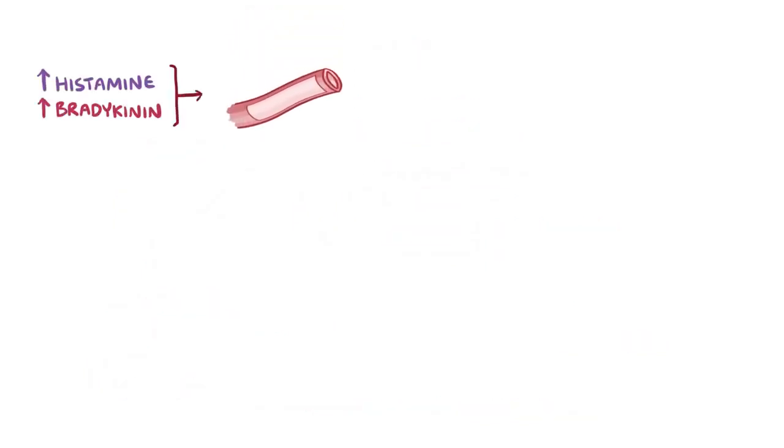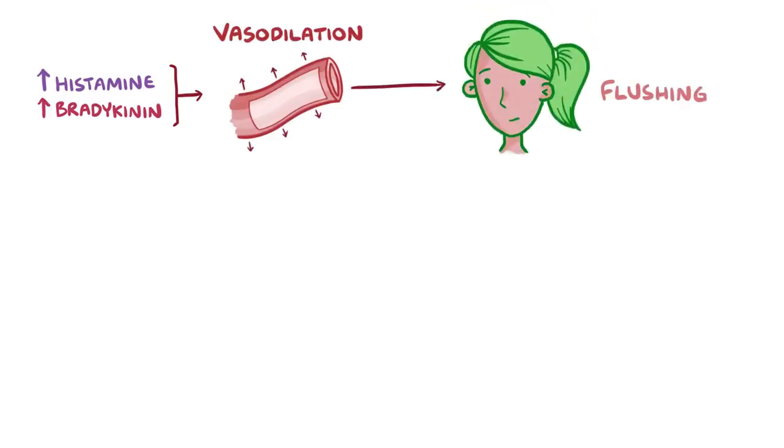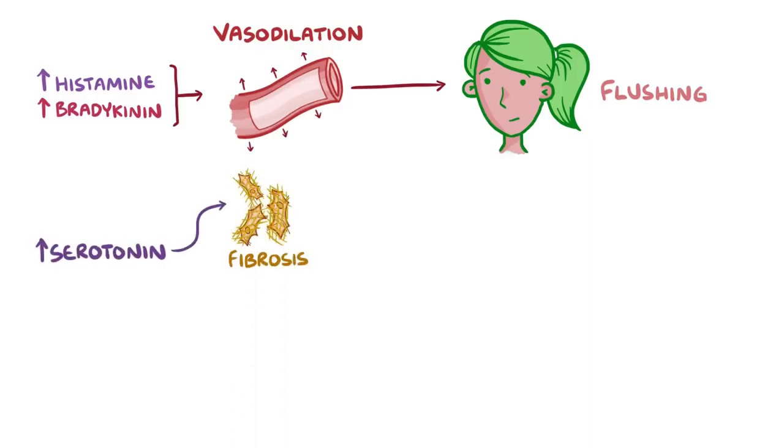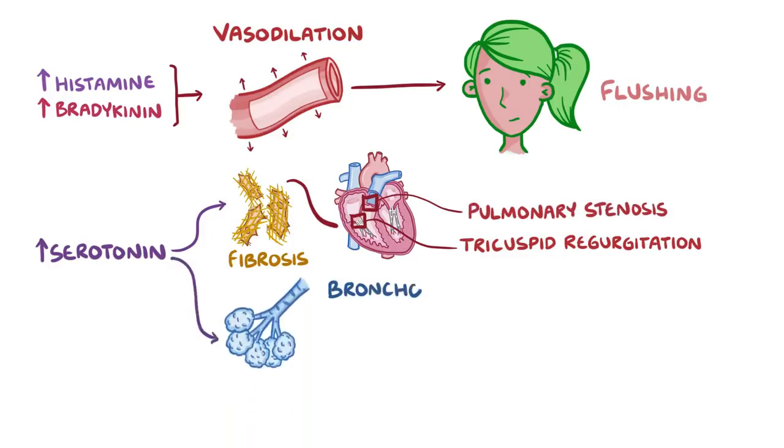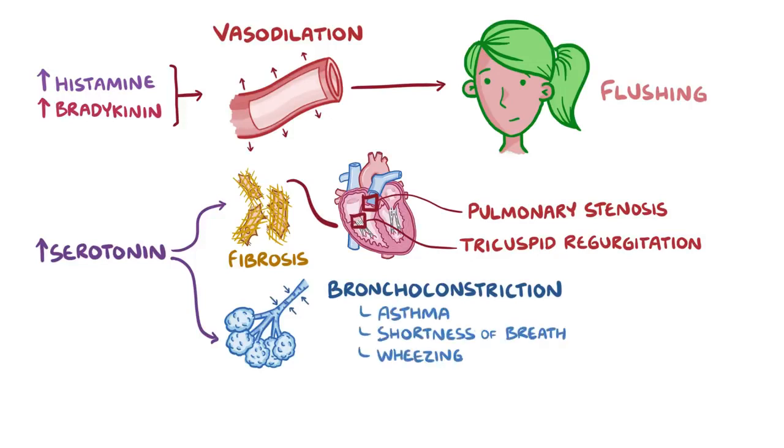When we get increased histamine and bradykinin, this can cause vasodilation, which leads to flushing, while histamine can also cause itching. Increased serotonin can cause thickening of the collagen and fibrosis, particularly in the heart valves, which can lead to heart dysfunction, like tricuspid regurgitation and pulmonary stenosis. In the airways, it can cause bronchoconstriction, and this leads to asthma, shortness of breath, and wheezing.